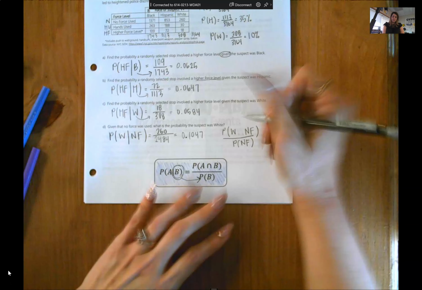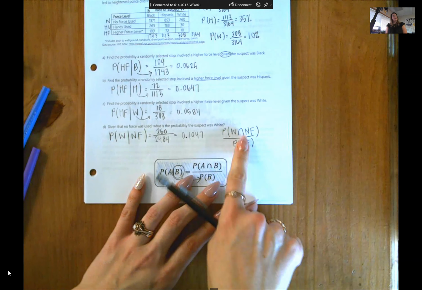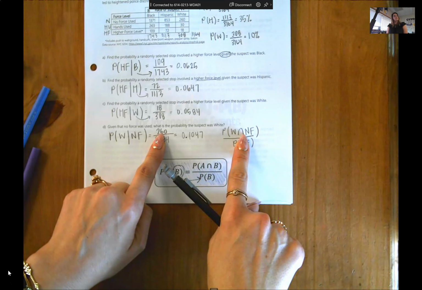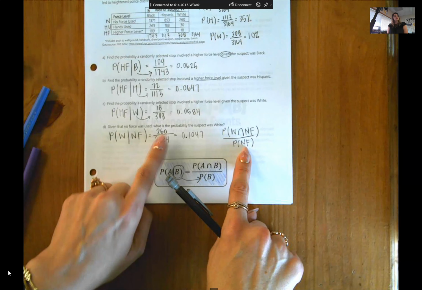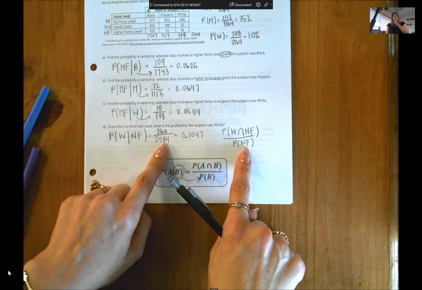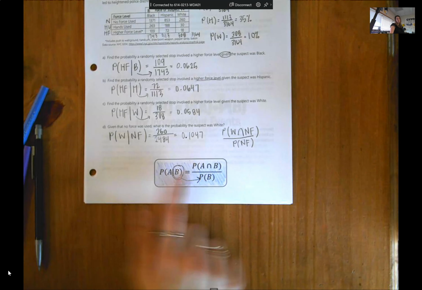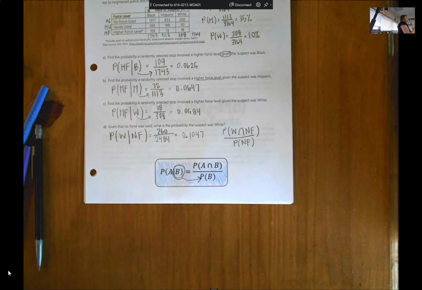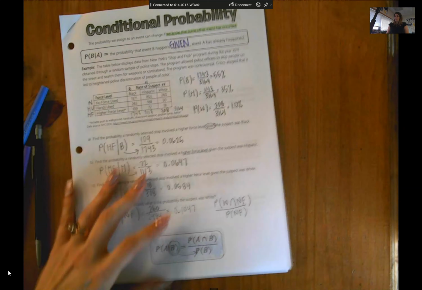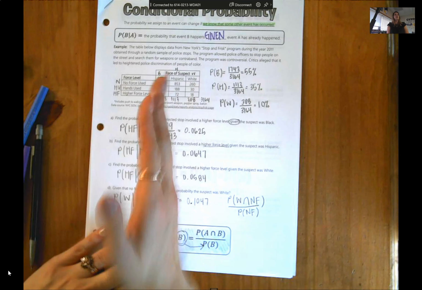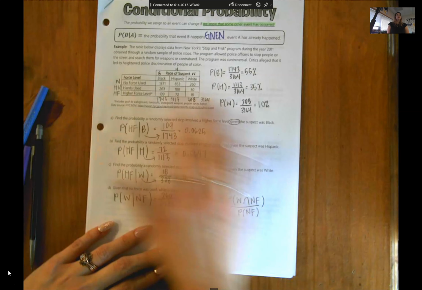According to the table, that's the numbers that we pulled. White and no force is 260 in the table. This is the total number of no force stops, 2484. So every conditional probability, you can use this formula. Probability of A given B is the probability that both of them happen over the probability of the given, or the condition. Okay, so this is how you calculate conditional probability.